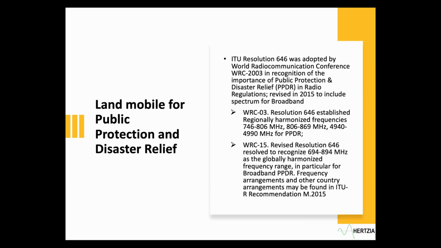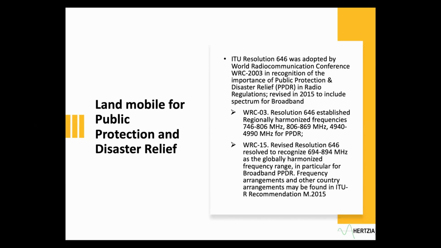An important element in order to promote land mobile systems for public protection and disaster relief is that in 2003, ITU Resolution 646 was approved. In that resolution for our region, Region 2, a number of bands were allowed in order to promote harmonization for public protection and disaster relief. We were talking at that time of the 700 megahertz band, the 800 megahertz band, and also the 4.9 gigahertz band.